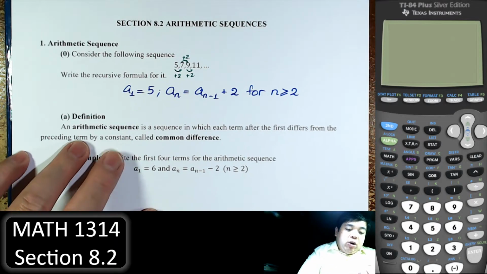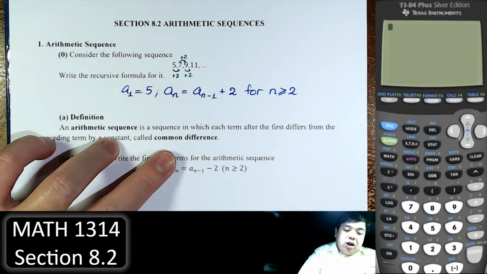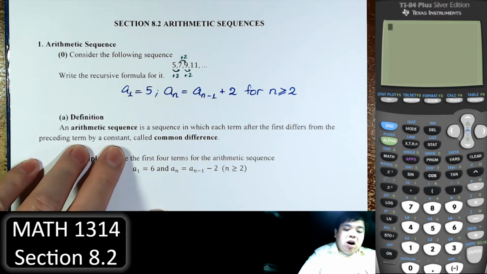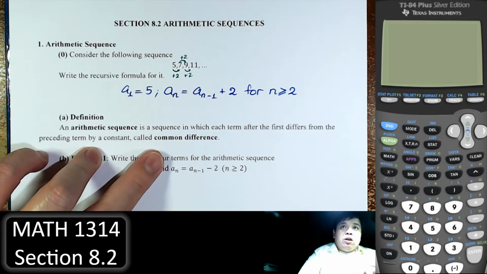So an arithmetic sequence is a sequence in which each term after the first differs from the preceding term by a constant, and that constant is called the common difference.